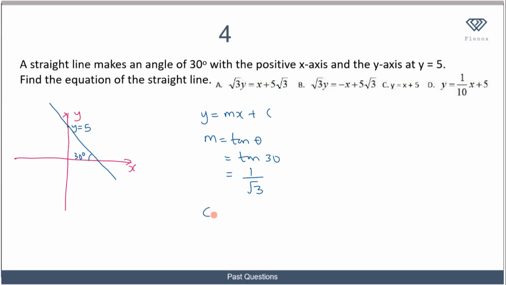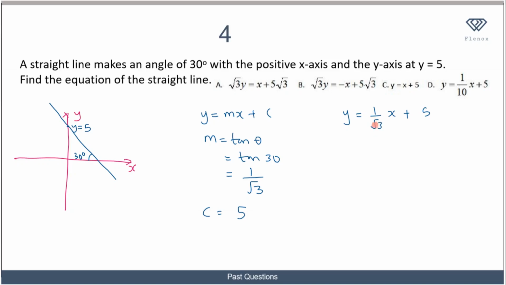Now c is the intercept of the line with the y-axis, and the intercept of this line is y is equals to 5. So the intercept is 5. So we can now substitute the value of m and c into the equation. So the equation of the line becomes y is equals to 1 over root 3 x plus 5.